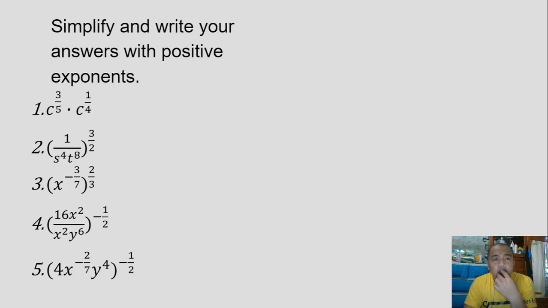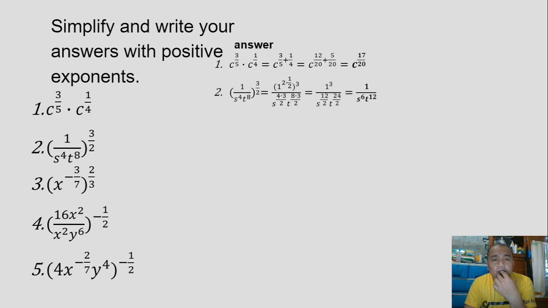Next, simplify and write your answers with positive exponents. Number 1, same base, so add exponents. 3/5 plus 1/4 is 17 over 20. So the answer is c raised to 17 over 20. Number 2, if you raise 1, the numerator, by 3, we have still 1. Then in the denominator, s to the 4 to the 8, multiply the exponents by 3 halves. So s to the 6 to the 12 power.